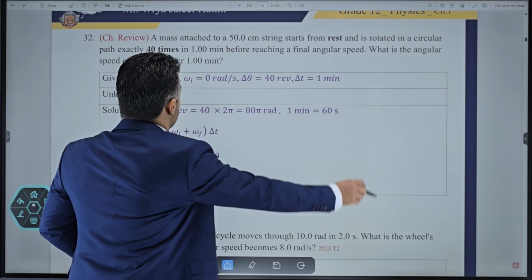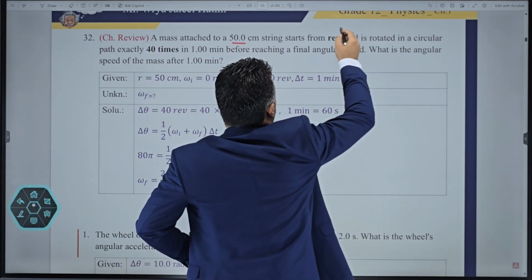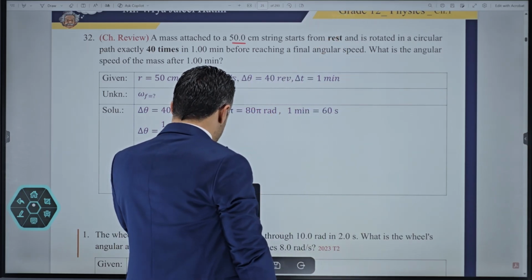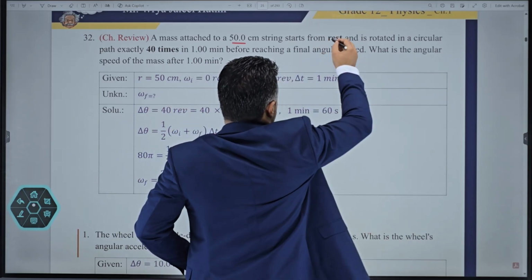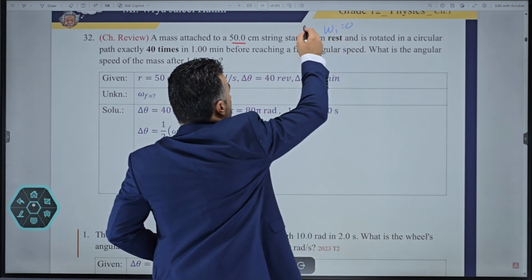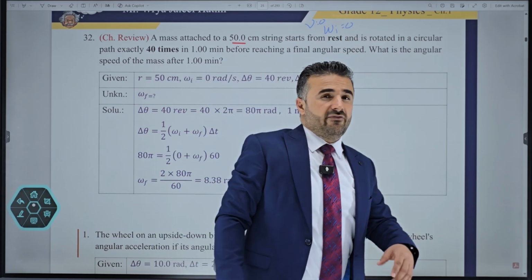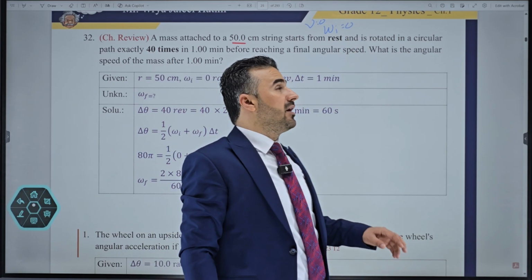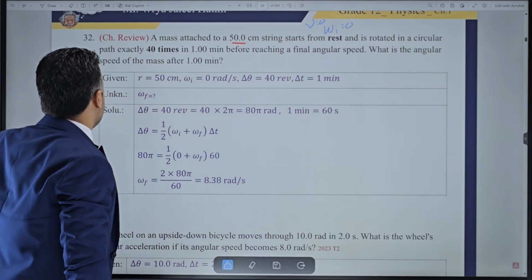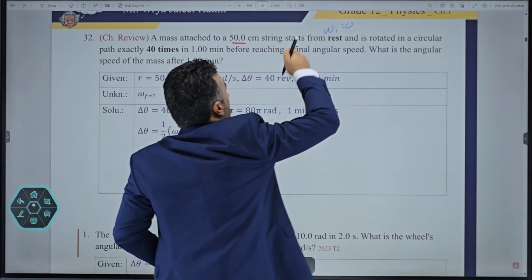It says a mass attached to a 50 centimeter string starts from rest. Starting from rest, that means we can say omega initial is 0. Let's use a color here. So omega initial is 0. You can even say V initial is 0 if you are not sure, because it doesn't matter. Up to this point, we don't know if it is rotating or moving in a straight line. But if it is 0, it doesn't matter. And it says rotated in a circular path. Now, if it is a circular path, we know that it is rotating, so you can erase this one here.